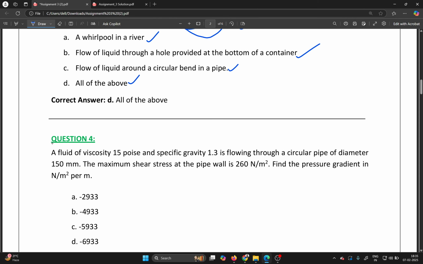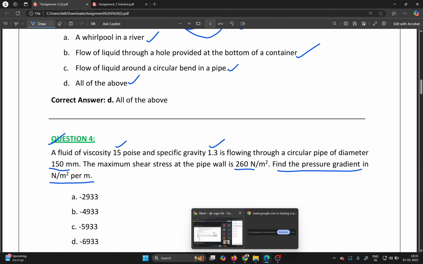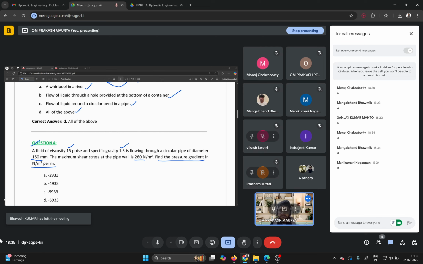Yes, question number 4 is: a fluid of viscosity 15 poise and specific gravity 1.3 is flowing through a circular pipe of diameter 150 mm. The maximum shear stress at the pipe wall is 260 Newton per meter square. Find the pressure gradient in Newton per meter. So you need to calculate the pressure gradient in question number 4. Options are given. So please everyone try to calculate. Read the question very carefully and try to give your answer.